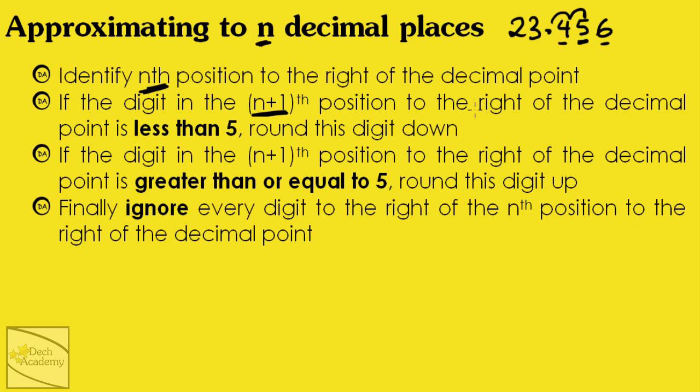If the number is less than 5, round this digit down. And the next point just says, if the digit in the n plus 1 position, obviously to the right of the decimal point, is greater than or equal to 5, you round the digit up. And then finally, you just ignore every digit to the right of the nth position after you've carried out the preceding steps.